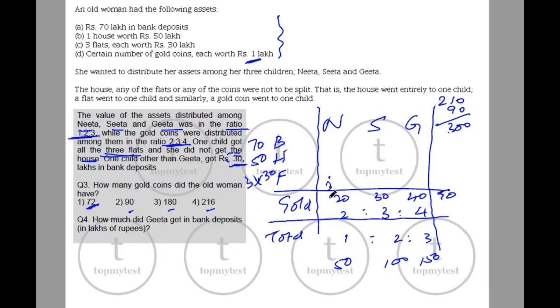So value will be 30. This will be 70, and this will be 110. Again, the flat will go to Geeta. So 90, and 20 lakhs will be her deposits.